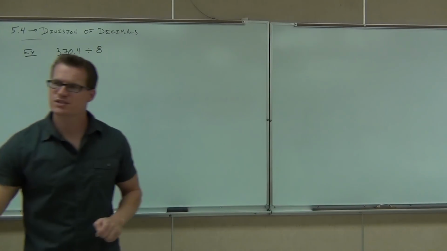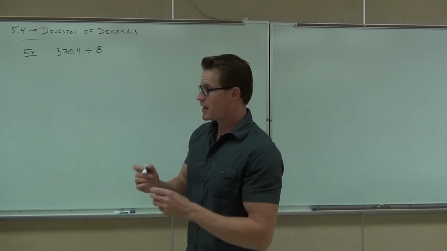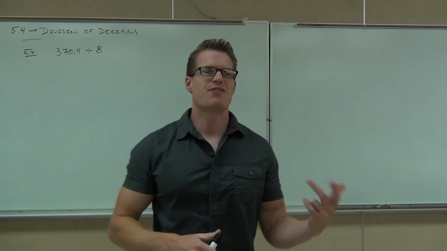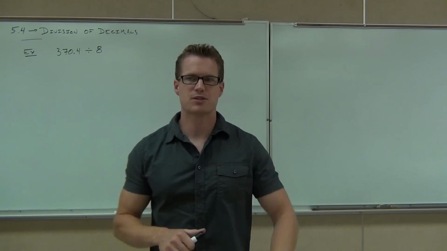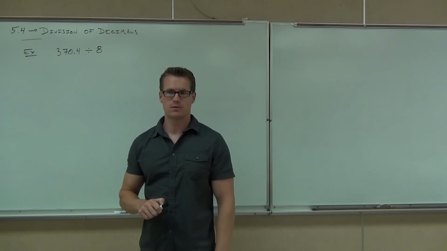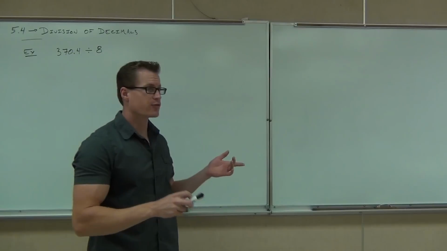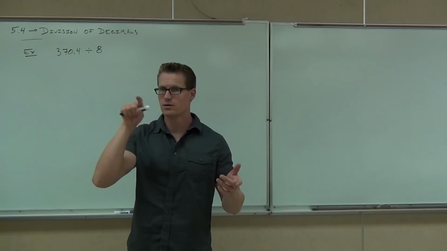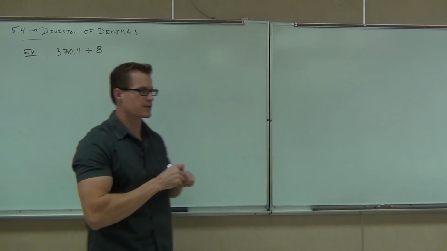Now, if you were faced with this type of problem, 370.4 divided by 8, if you didn't have the decimal there, would you be able to solve the problem? Would you be able to do the division? Yeah. How would you set it up? 8 outside of what? 370. And you'd have that little box thing. Yeah, the division symbol.